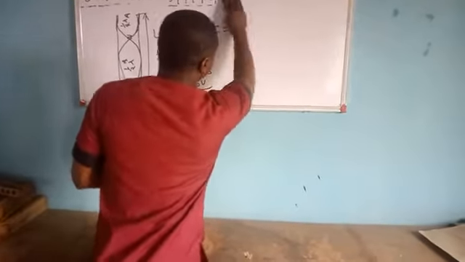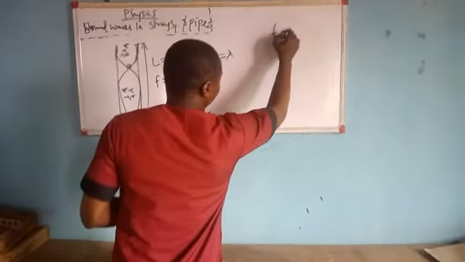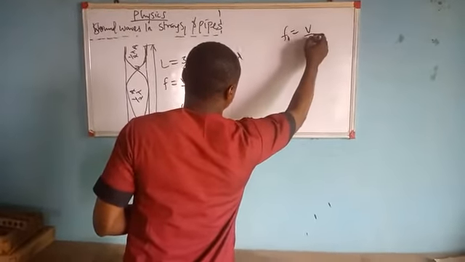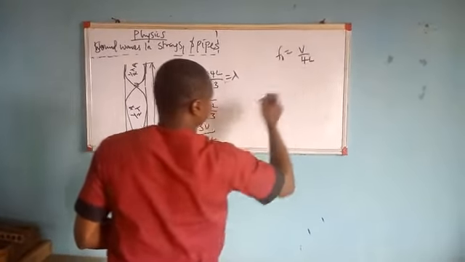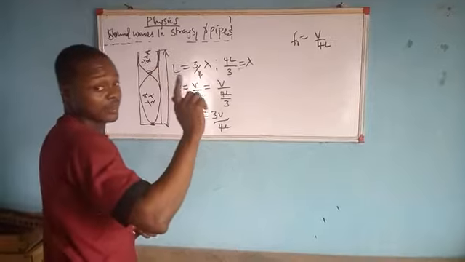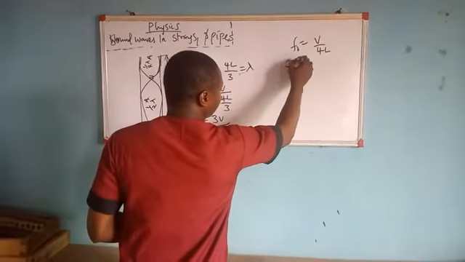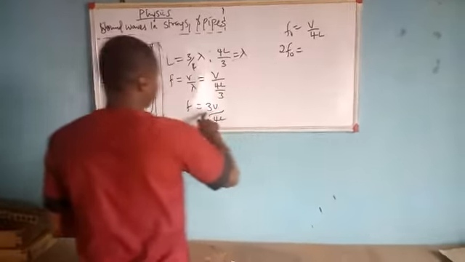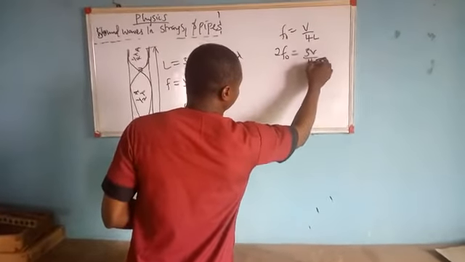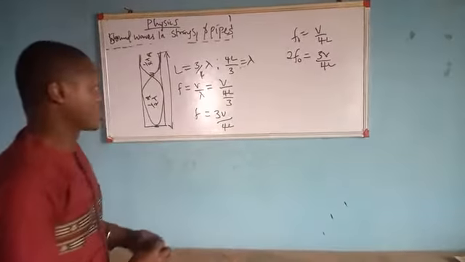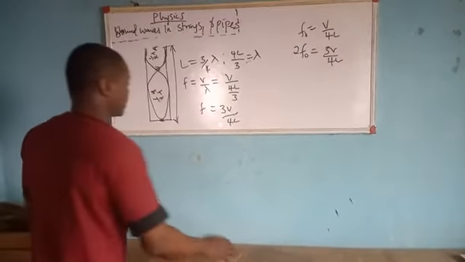So let's put that one again out. The first case, if you recall, was V/4L. That is the first frequency, the fundamental frequency. The second frequency now is what? 3V/4L. So if you want to do the third, you can also do it. So let's see what we have.